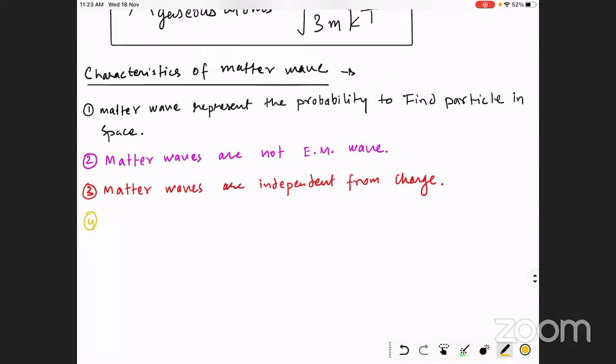right? Point number 4, the phase velocity of matter waves can be greater than speed of light.